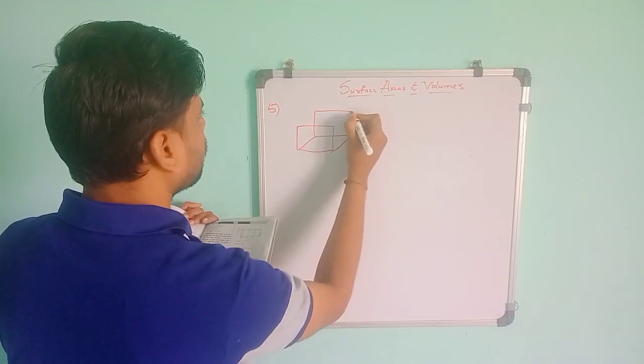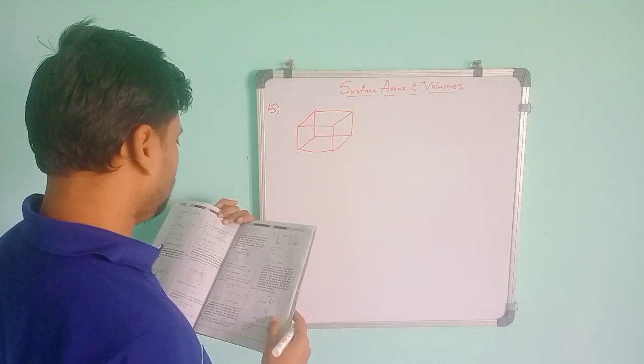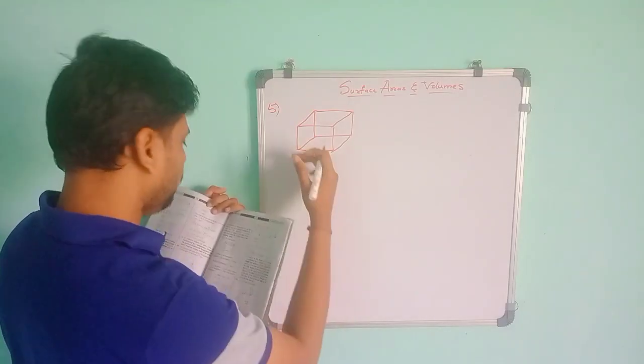So this will be cubical, and in that a hemispherical depression is cut out. Depression means it is on the downside.